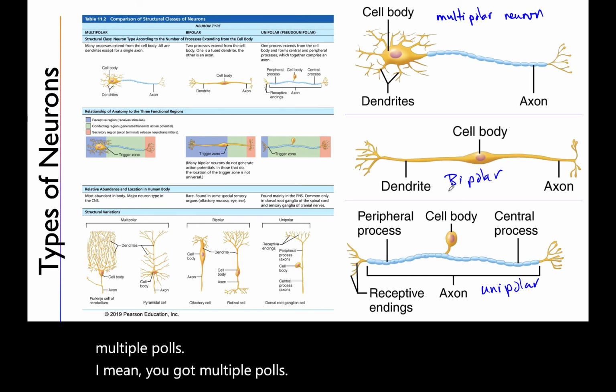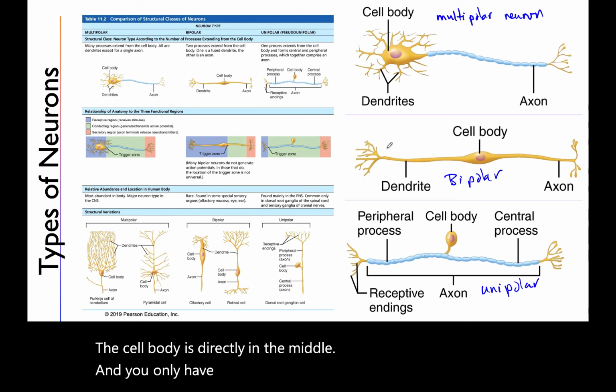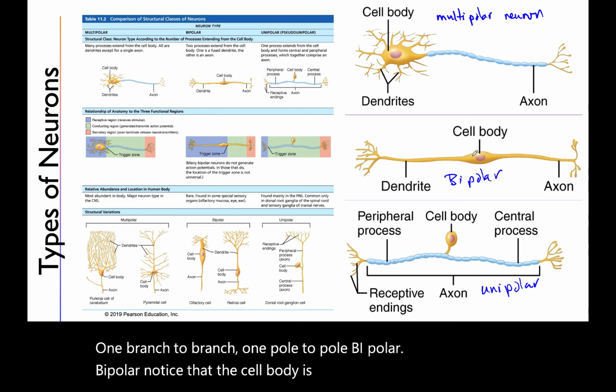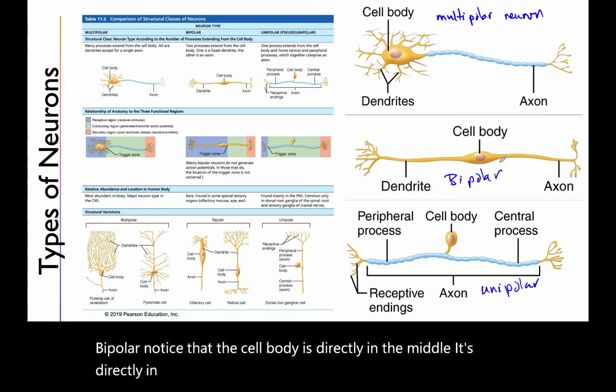With a bipolar, the cell body is directly in the middle, right? And you only have one dendritic branch and one axonic branch. One branch, two branch. One pole, two pole. Bipolar. Notice that the cell body is directly in the middle. It's directly in between the dendritic branch and the axonic branch.